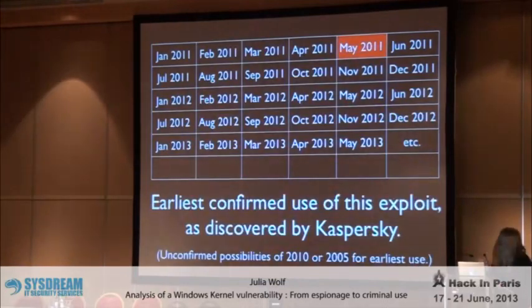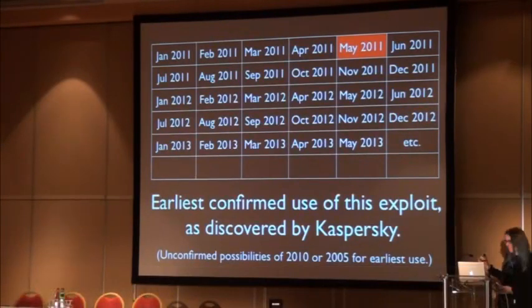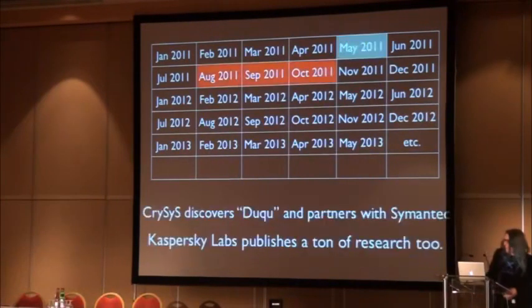So this particular exploit, the first confirmed sighting of it, Kaspersky found a sample back in May of 2011. Although there seem to be some indications that it may have been in use in 2010, or possibly as early as 2005. Although I'm not certain about that anymore, because there's an anachronism with the metadata, so I think it'd probably be at least 2006 for the absolute earliest. Either that or somebody changed the metadata around. I'll show you that in a moment.